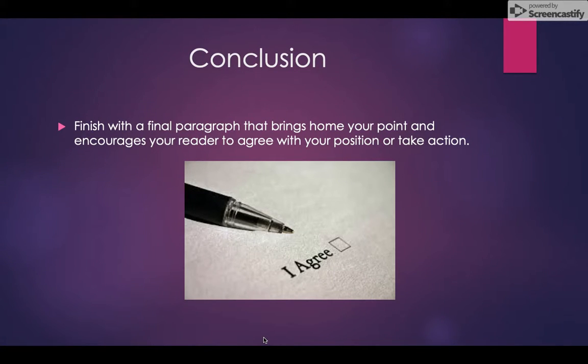So the last thing in your essay will be your conclusion. You need to finish with a final paragraph that brings home your point and encourages your reader to agree with your position or take action. This will also be the time where you can restate your initial opinion.